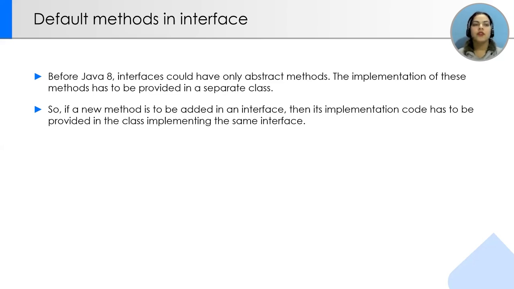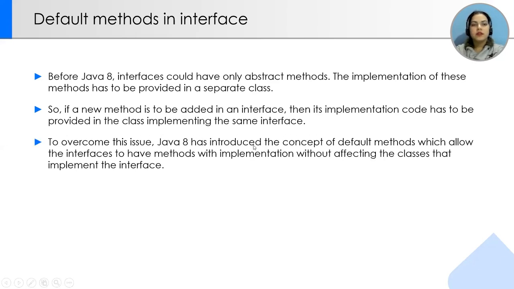The implementation of these methods has to be provided in a separate class. So if a new method is to be added in an interface, then its implementation code has to be provided in the class implementing the same interface. If class A, class B, class C and interface I are there, whichever class wants to implement that interface must contain the definition of the abstract method of that interface.